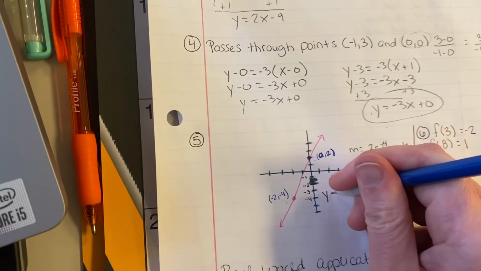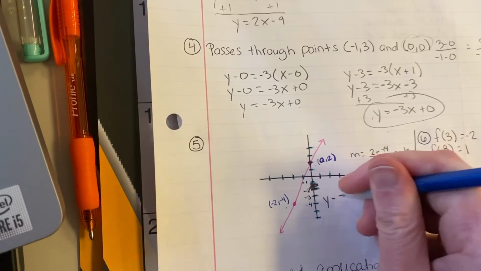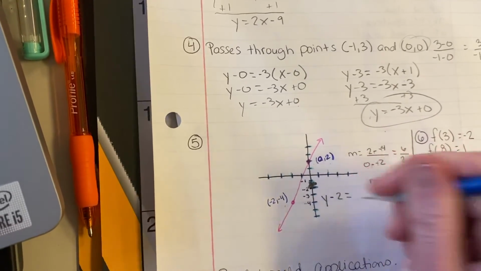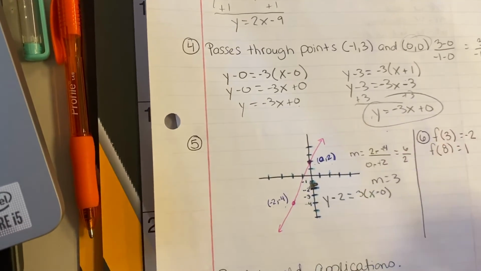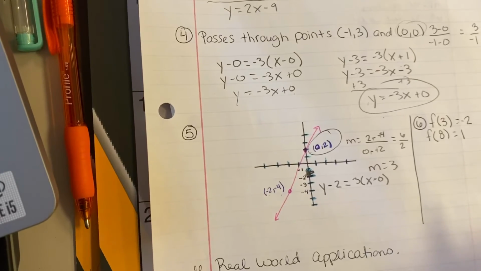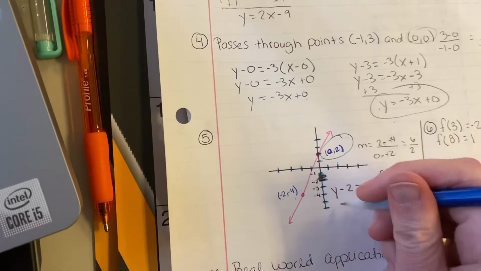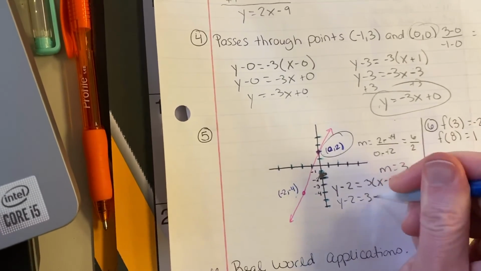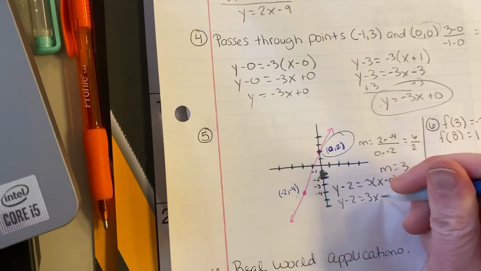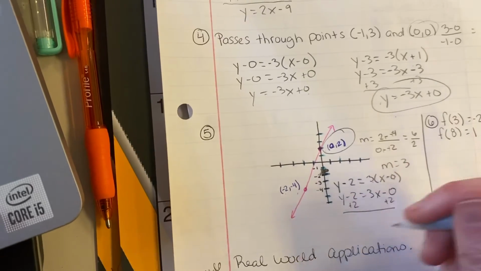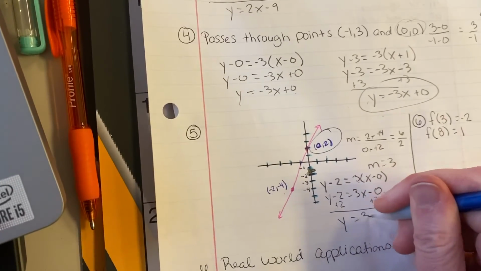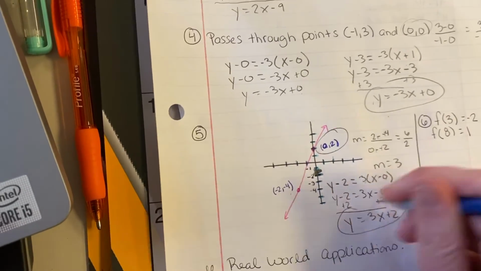So I'm going to plug that in. I can use either point, so y minus 2 equals 3 times x minus 0. I use that point. y minus 2 equals 3x. I distribute that 3 times x minus 0. Add my 2, and I get y equals 3x plus 2.